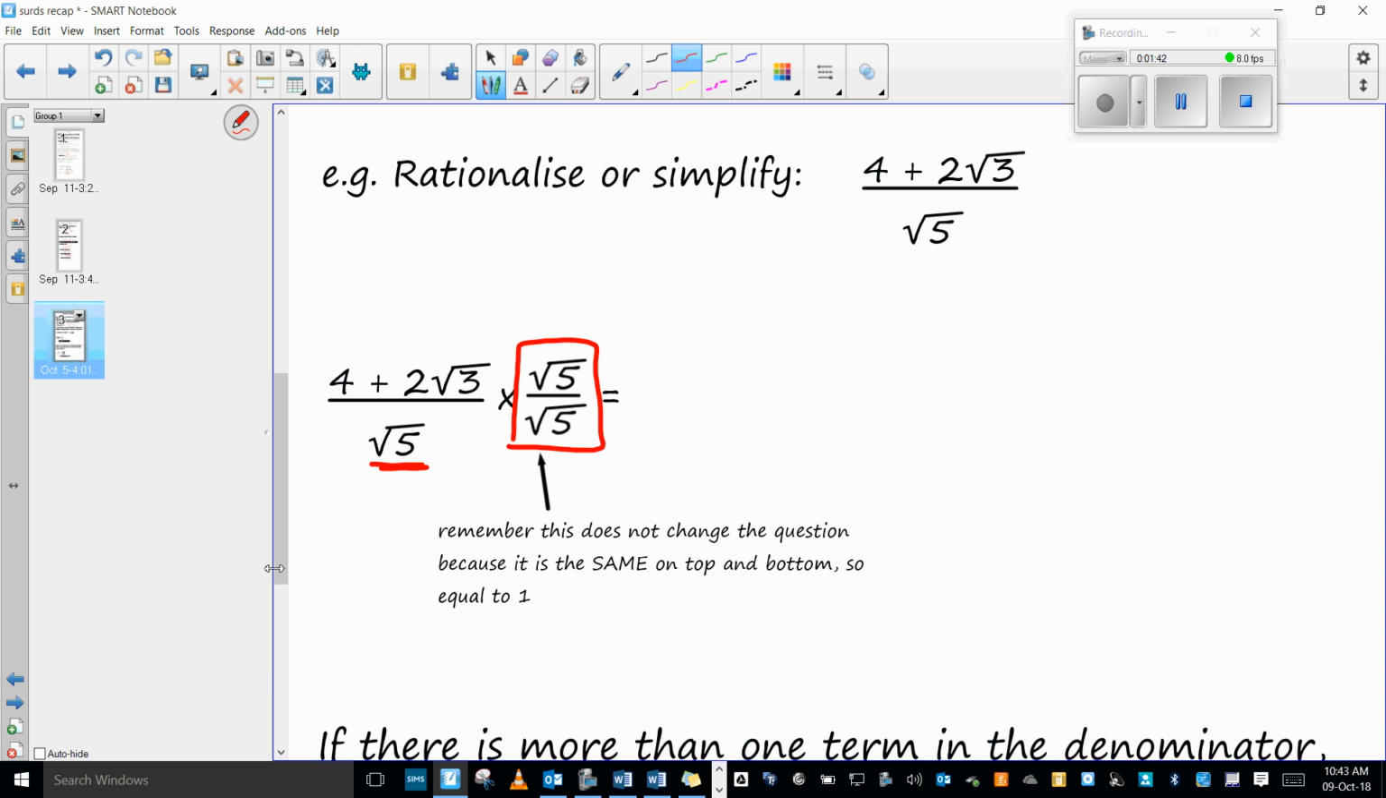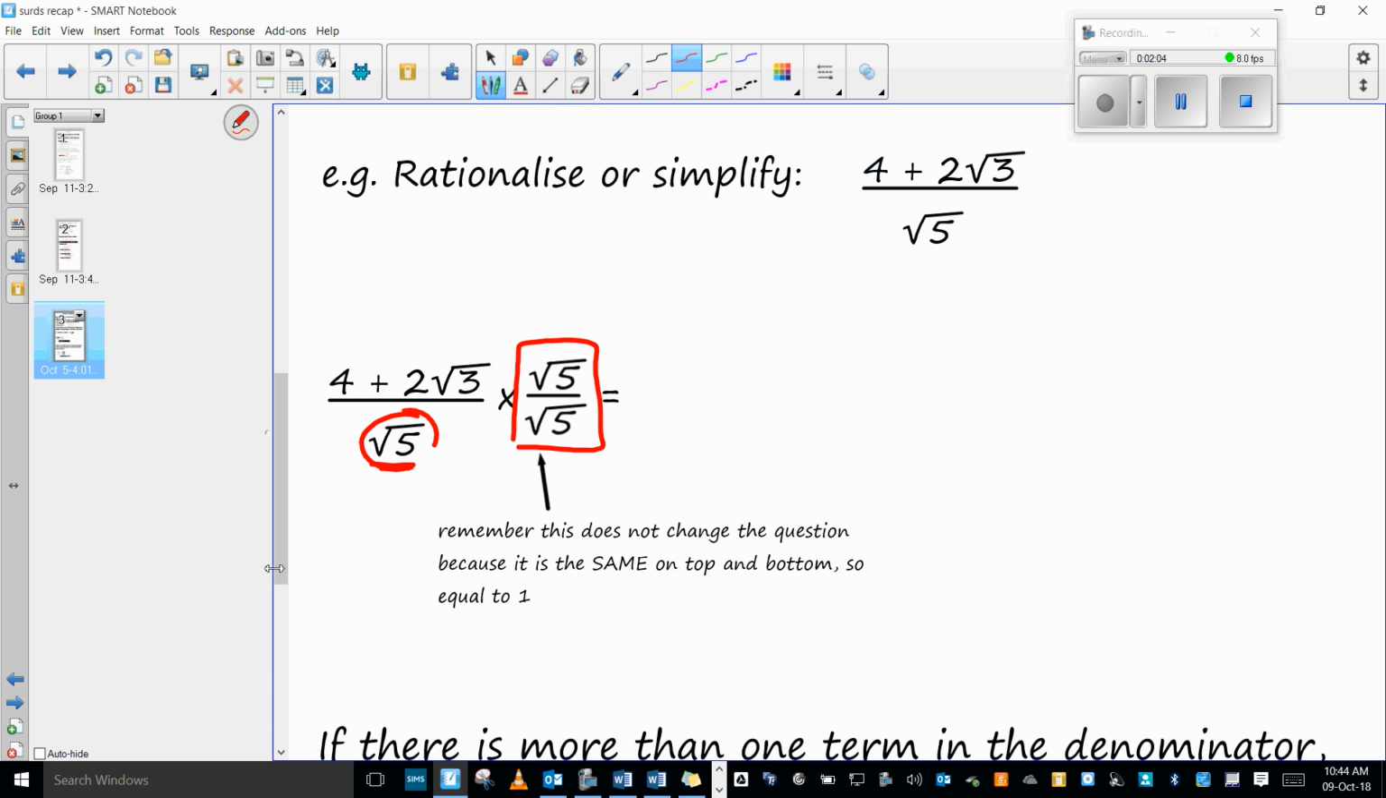Okay. So what I do is I look at this and go, oh look, there's a root 5 on the bottom. So I'm going to multiply it by root 5 over root 5. If this had been root 3, I would have multiplied by root 3 over root 3. Okay? That's all we have to do to start with. Just identify what we're going to multiply by.